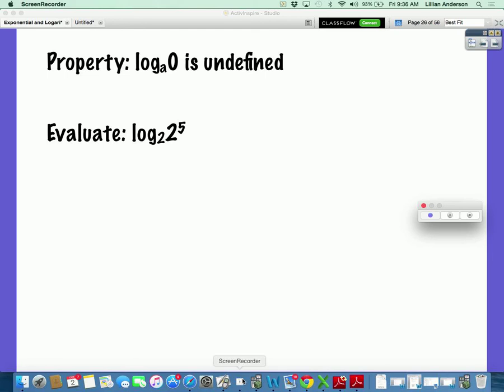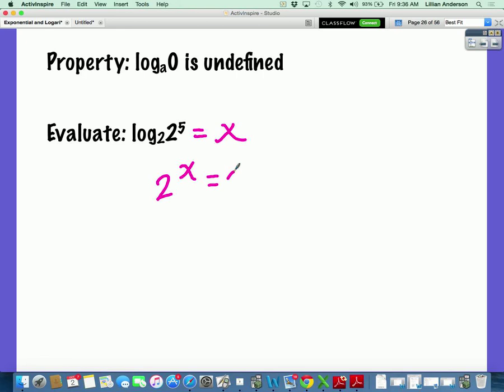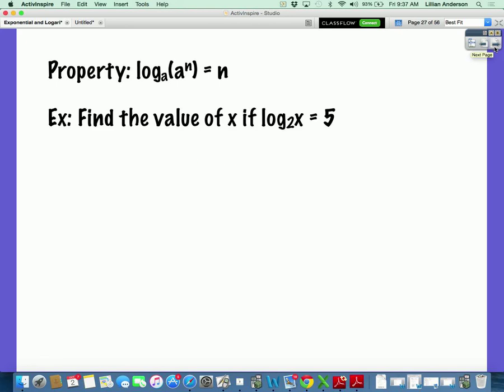Evaluate the next one. What did you guys get when you evaluated this? x equals 5. 2 to the x equals 2 to the 5th. So yes, since the bases are equal, you can set the exponents equal to each other. So that's another property for logarithms.